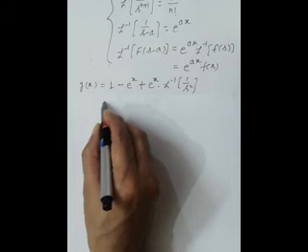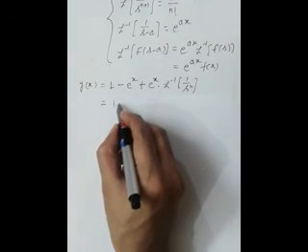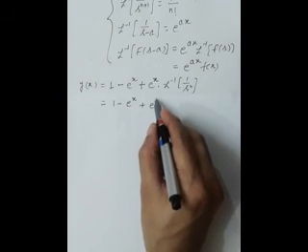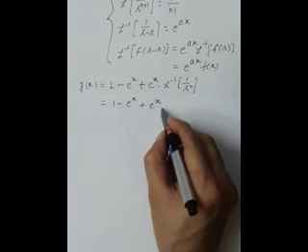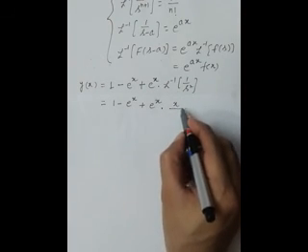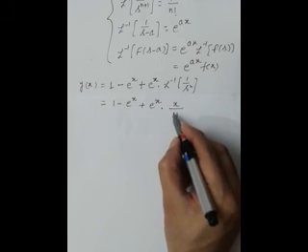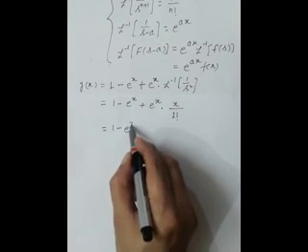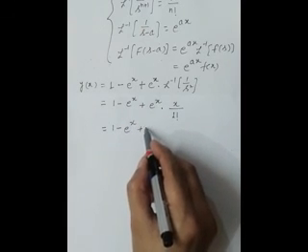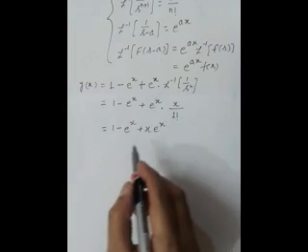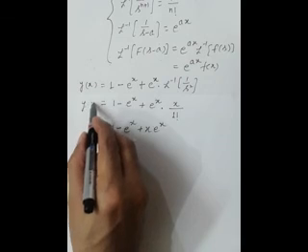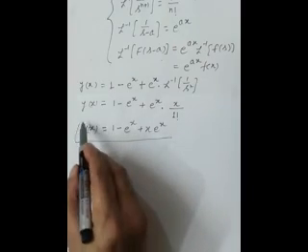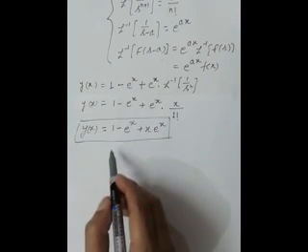This is equal to 1 minus exponential of x plus exponential of x into x upon 1 factorial. This is equal to 1 minus exponential of x plus x into exponential of x, which is the solution of the given equation.